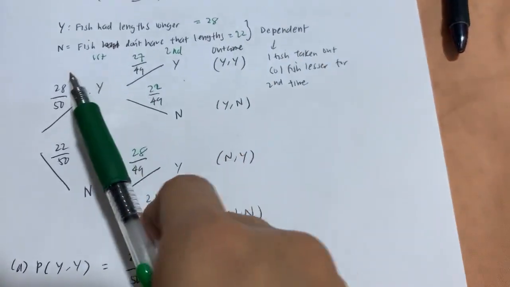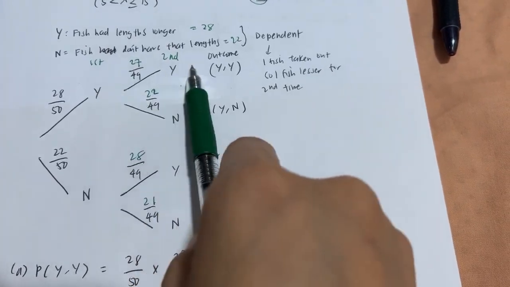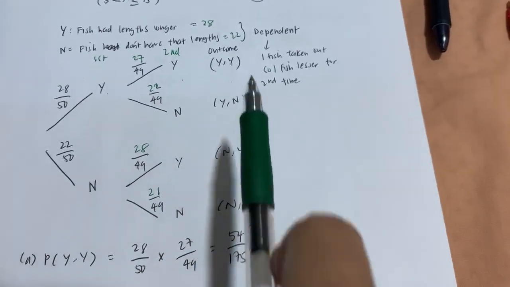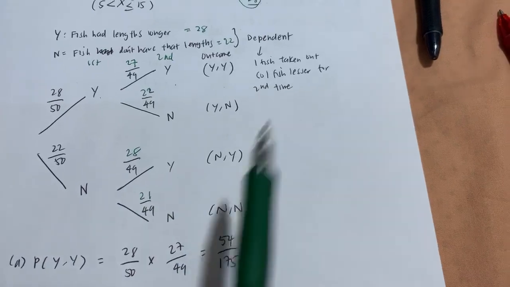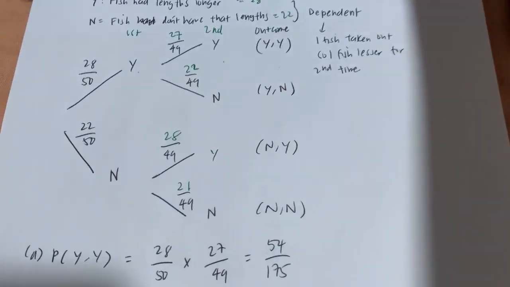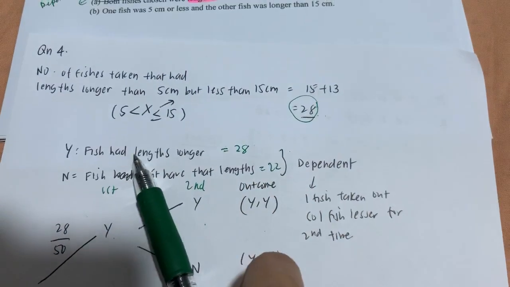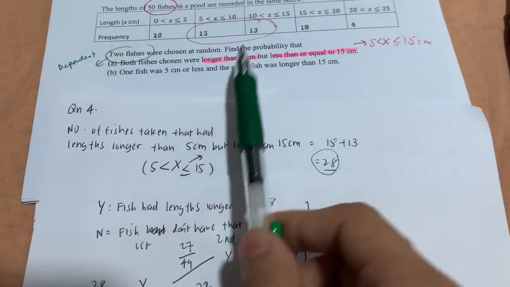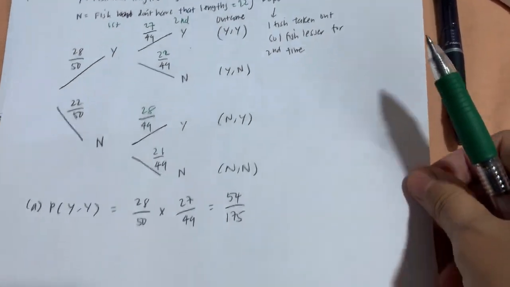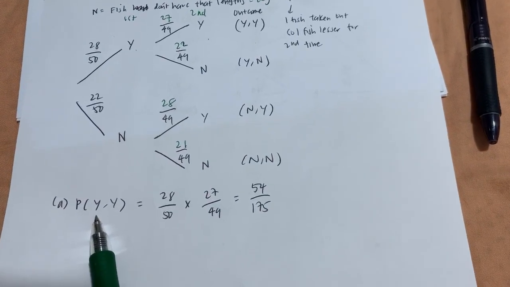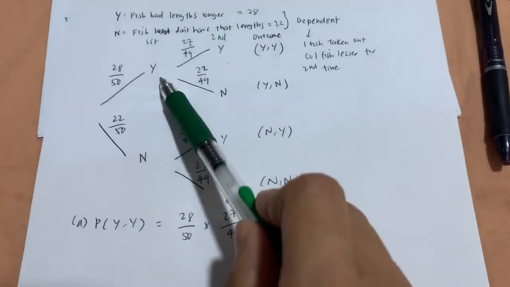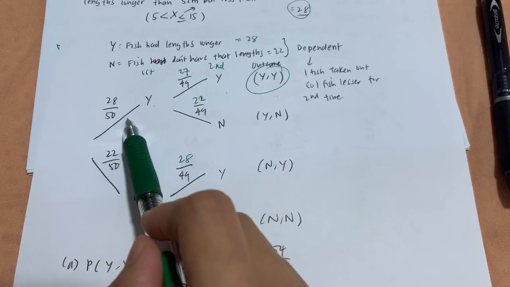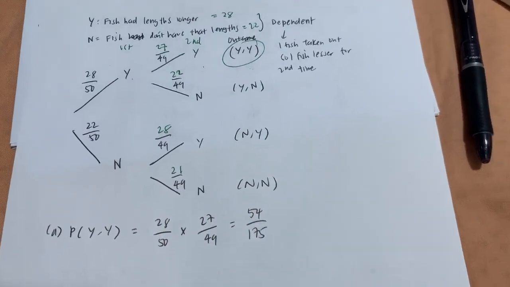Now let's look at the outcomes. If the first you take a yes and the second you take a yes, it'll be YY. First a yes and second a no will be YN, and then subsequently NY and NN. Let's look at the question. What is it asking? They want both fishes to be longer than 5 cm but not more than 15 cm. That means both are YY. So the probability of YY will be 28 over 50 times 27 over 49. This will be my probability for the first question.